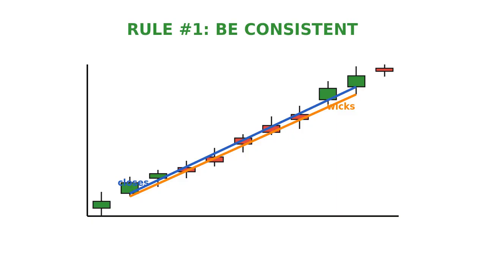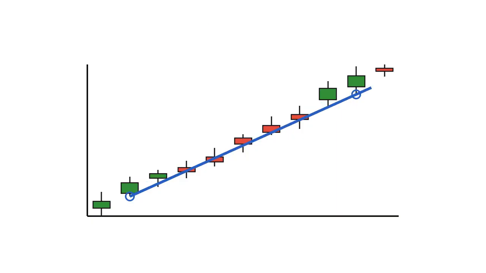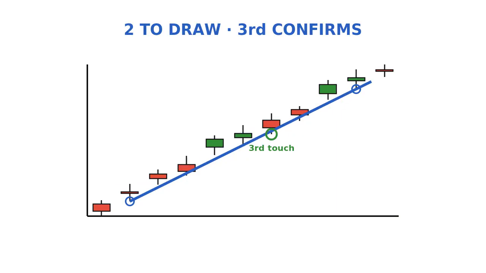Now a few rules for drawing one that actually means something. You need at least two points to draw any line, but it takes a third touch, where the price returns to the line and respects it again, to truly confirm that the trend line is real and not just a coincidence. The more times the price has bounced off it, the more significant and respected that line becomes.